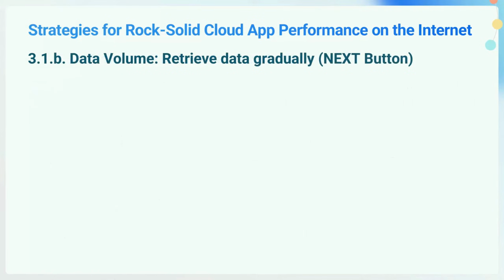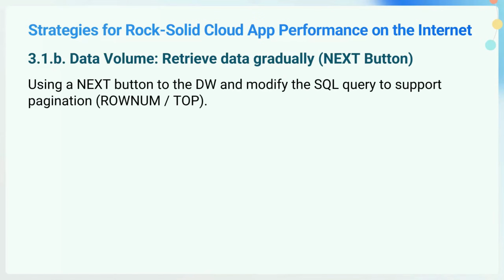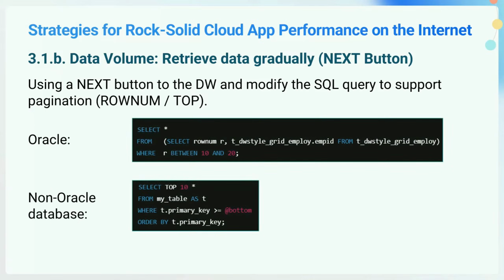Let's check out some practical examples of how to implement a next button to retrieve data gradually. One option is to retrieve records into a DataWindow, but first modify the SQL query to support pagination using rownum or top. Here you can see two examples, one for Oracle and another for a non-Oracle database. This approach lets you take advantage of the database's native capabilities to fetch and gradually insert records into a DataWindow. At the same time, it keeps you from bringing a huge dataset into the client just to filter it later.